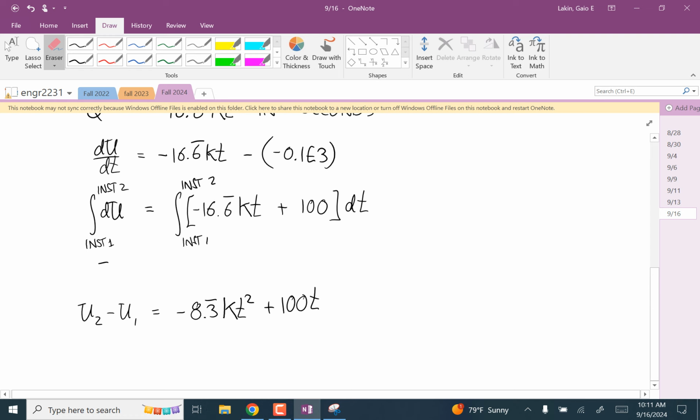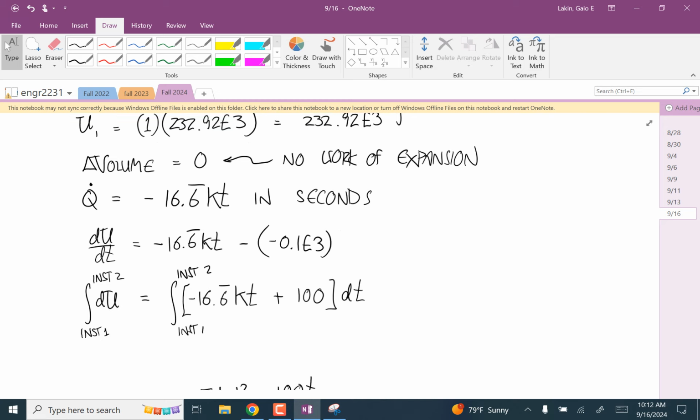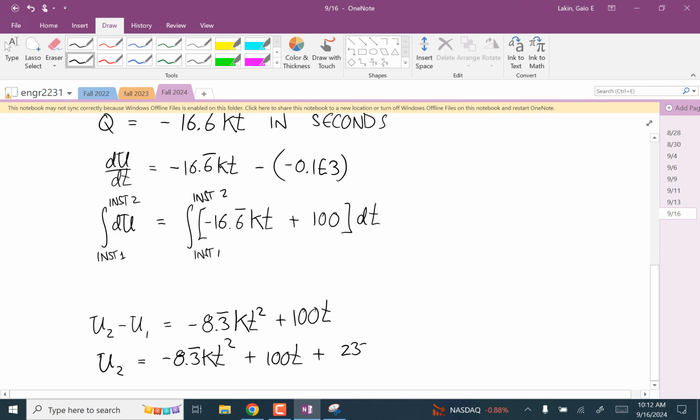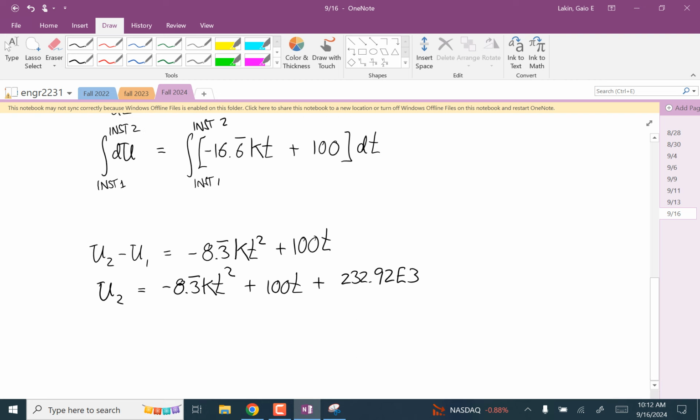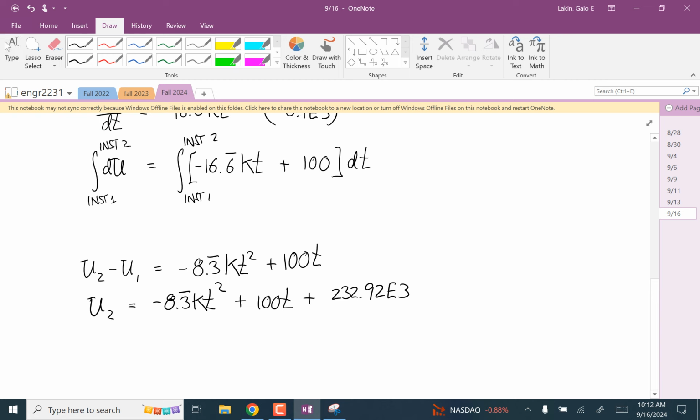This is a clear way to think of it for this problem. And then we know what that U1 is. So U2 is just equal to negative 8.3 repeating kt squared plus 100t plus our starting U1, which is 232.92 times 10 to the third. And now if we had a U2, we could solve for k.